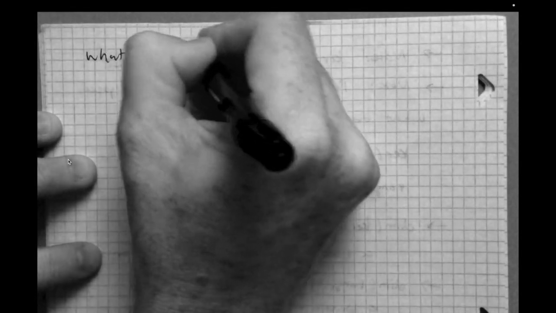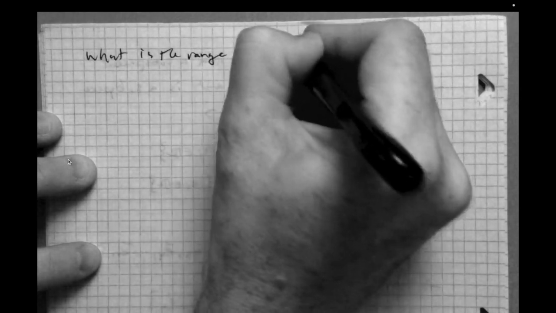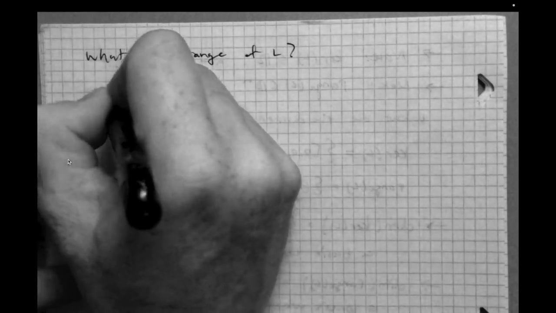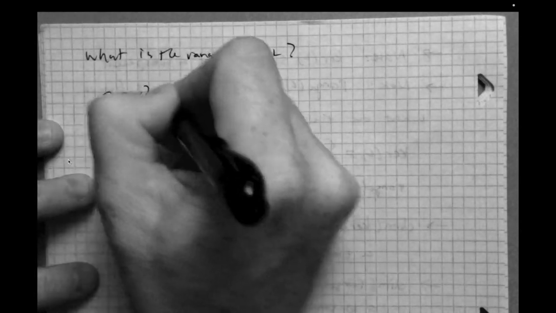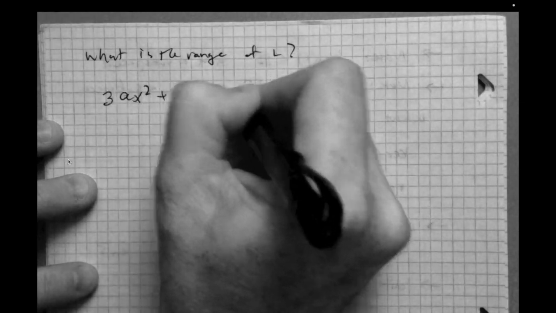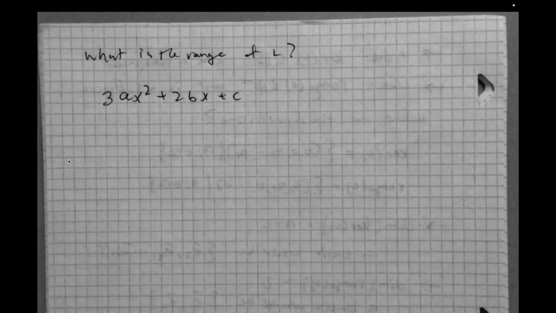What is the range of L? Well, the range is going to be the set of all the polynomials, right? So it's going to be the set 3ax squared plus 2bx plus c. So the range is basically all of these polynomials.